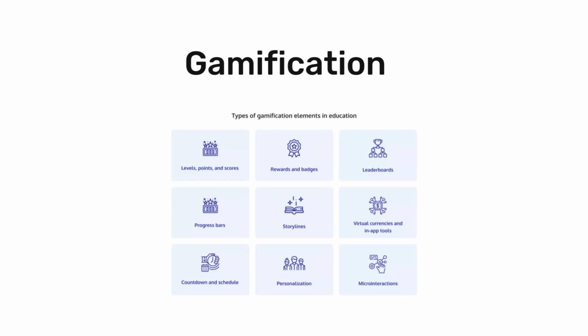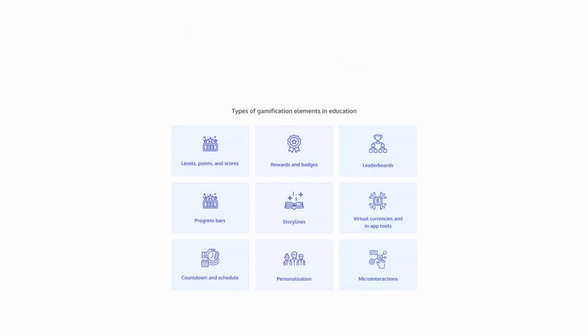According to our survey result, we identified 9 different gamification elements. The first one is level, points and scores, second one is rewards and badges, third one is leaderboards, fourth one is progress bar, fifth one is storyline, sixth one is virtual currency and in-app tools, seventh one is countdown and schedule, eighth one is personalization, and the final one is micro interaction.